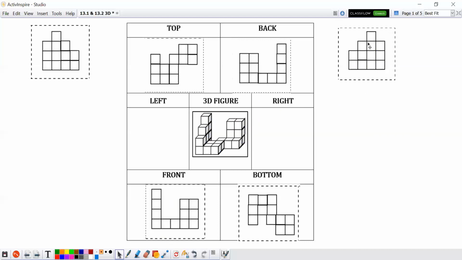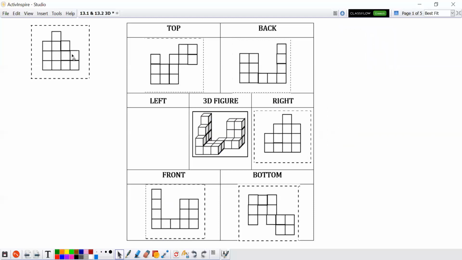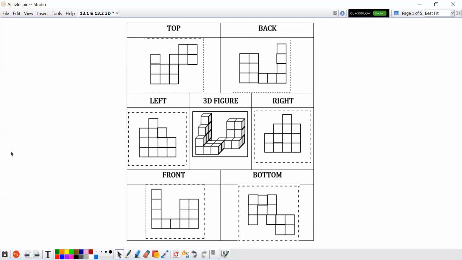So I'm dragging that one to my right side. And now this is the reflection that would be the left side.